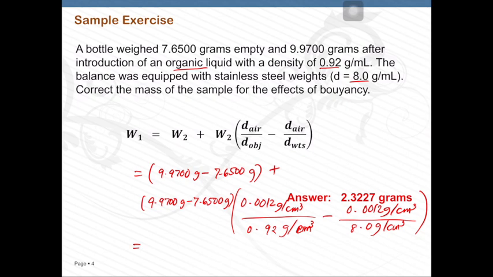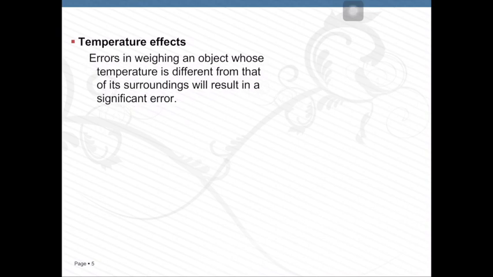The answer for this is 2.3227 grams. Take note that if we just take this W2 quantity, the answer is 2.3200 grams. This is without considering the effects of buoyancy to the object. But upon considering the effect of buoyancy, the object is actually heavier than what we expected. Apart from buoyancy error, another source of systematic error is the temperature effects.